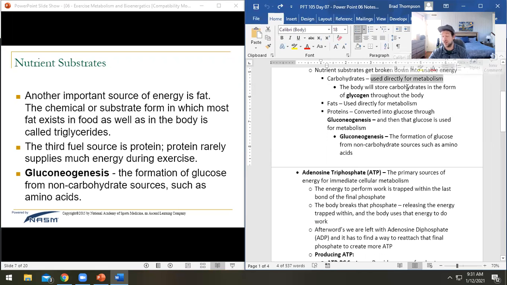Carbohydrates are broken down into glucose to be used for metabolism. Fats are directly used for metabolism. Proteins are broken down into glucose. Then that glucose goes right back through our normal process here. So gluconeogenesis is the formation of glucose from non-carbohydrate sources, such as our amino acids, aka our proteins. So, that's a whole process.